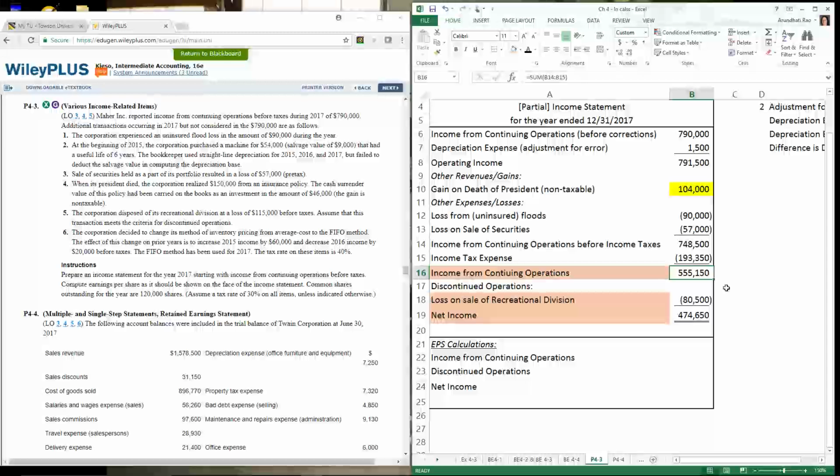So our income from continuing operations is 555,150. There are no preferred dividends. So you just take that number and divide it by total shares outstanding, which is 120,000. And our answer is $4.63. Income from continuing operations, discontinued operations is loss. Again, divide that by 120,000 to arrive at the per share loss. And finally, the net income number divided by 120,000 will give you $3.96.